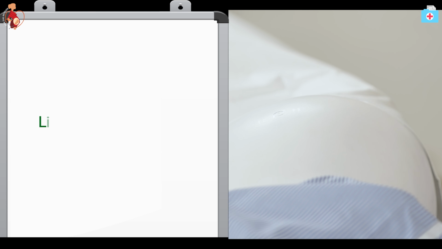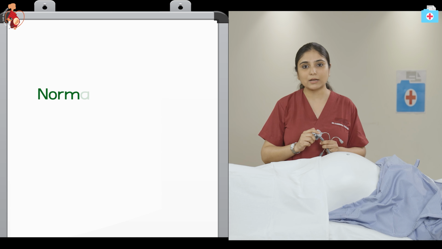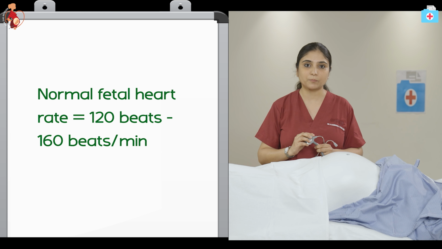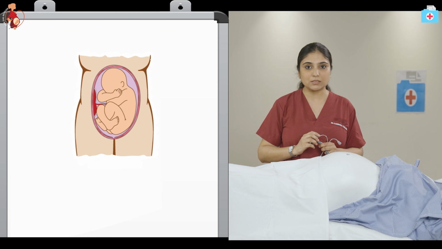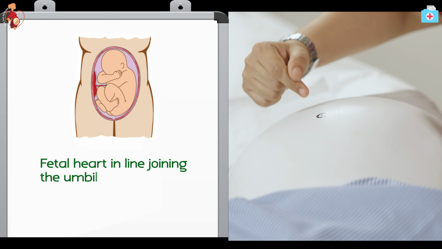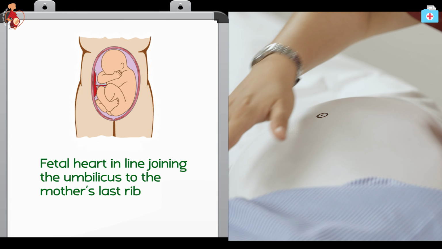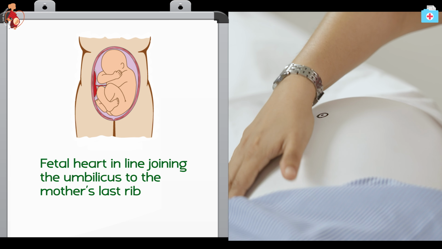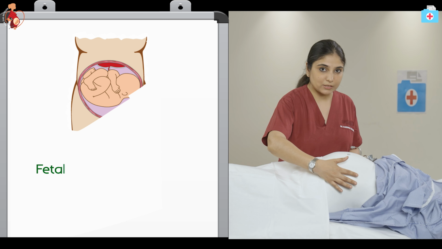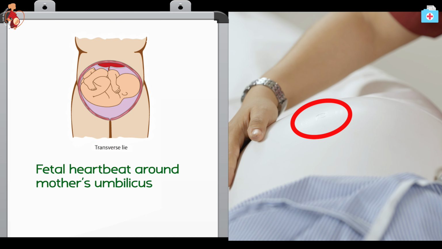It is very important to listen to the baby's heart rate for 1 complete minute. Normal fetal heart rate is between 120 beats to 160 beats per minute. If the baby is in breech presentation, then you will find the fetal heart in the line joining the umbilicus of the mother to the last rib, on the side where the fetal back is. That is the point where you will find the fetal heart rate. If the baby is in the transverse lie, the fetal heartbeat is heard somewhere around the mother's umbilicus.